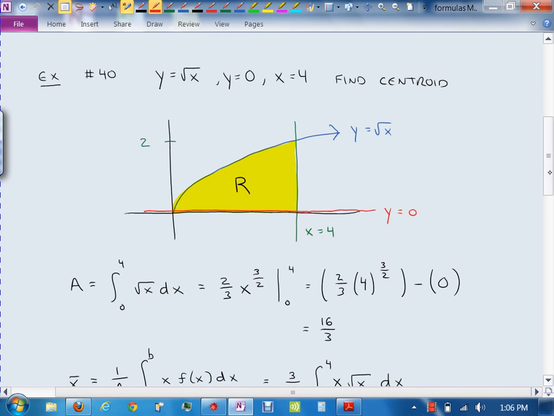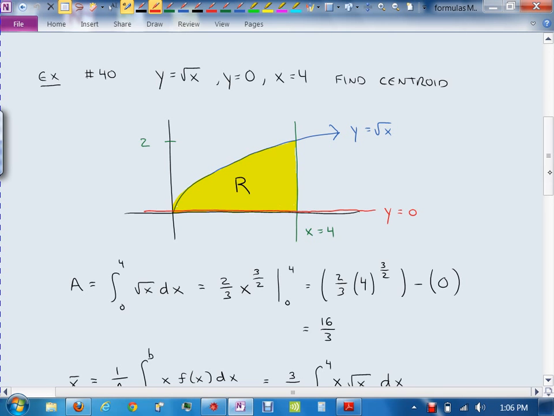So here's first of all my area. Area is the integral from 0 to 4, because I'm going from 0 to 4, of the square root of x, which is the curve. And then I convert square root of x to x to the 1/2. Find the antiderivative. Plug in 4, plug in 0. I get 16 over 3.